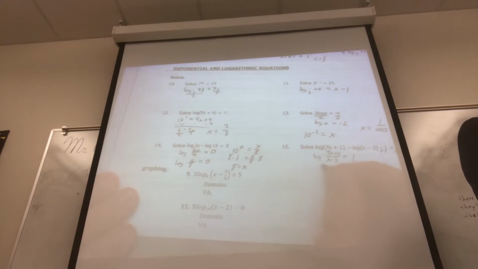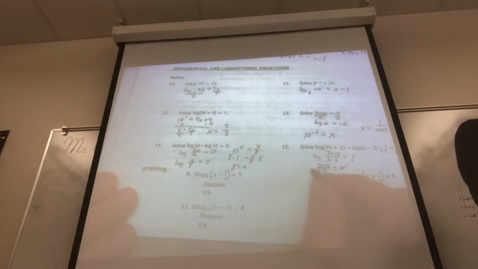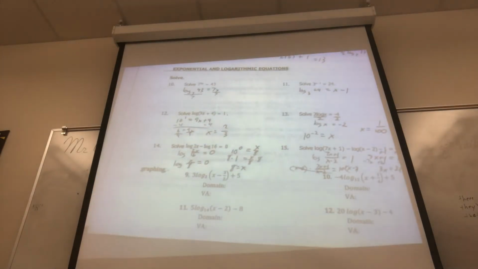So that's 7x plus 1 over x minus 2 is equal to 10 to the first power, which is just 10. I multiply both sides by x minus 2 to get rid of my fraction. So I end up with 7x plus 1 is equal to 10x minus 20. I add 20 to both sides. I subtract 7x from both sides. And I get 3x is equal to 21. So x is 7 on that one.